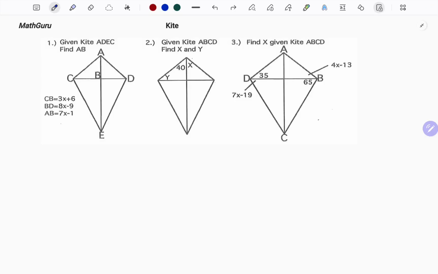In this video, I'm going to show you how to solve the following questions on kite by applying various properties of a kite.